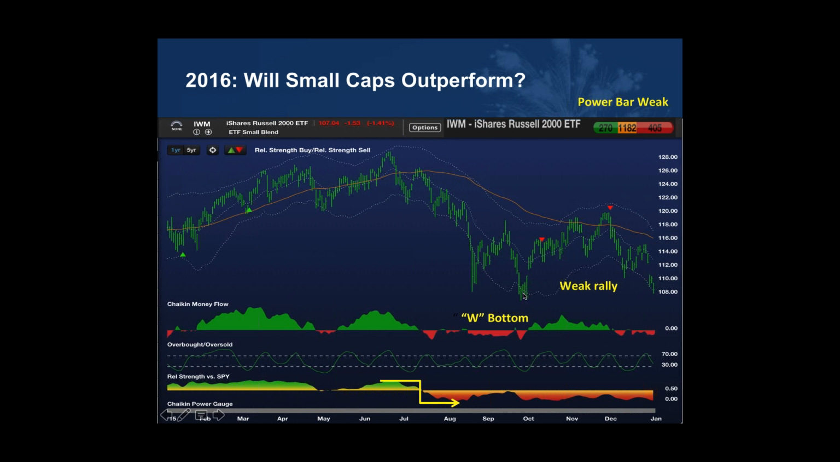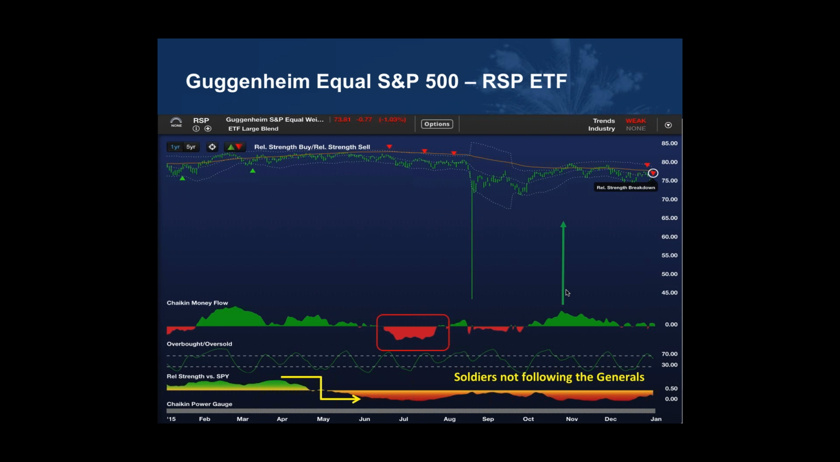You made the same W bottom, which actually made a lower low. That's a weak sign. You got a pretty tepid rally, and now you're falling back toward new lows. In fact, we had recommended a put trade in the IWM if the market rallied the first couple of days of January. We didn't get that rally, so I can't take credit for that put trade, but we've already reached my downside target. So there's no sign that small caps are going to be your friend in 2016.